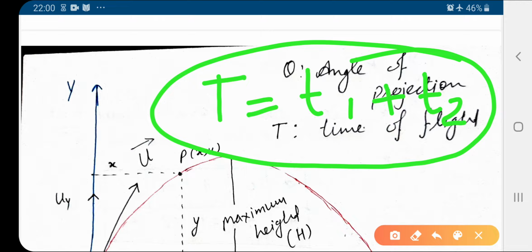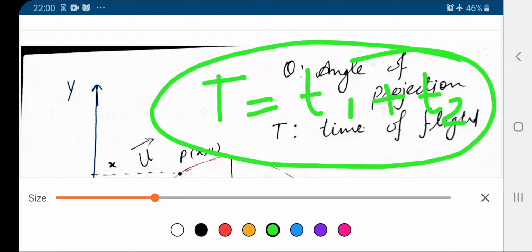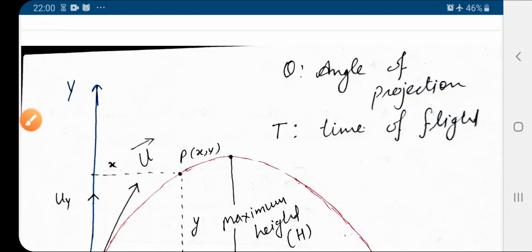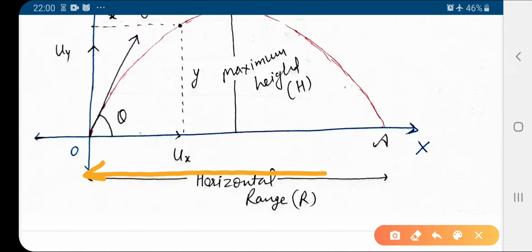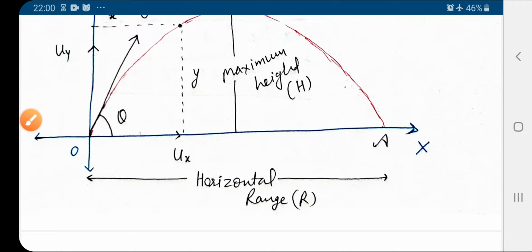And at the end we will calculate this horizontal range. After time of flight and maximum height, we calculate this horizontal range, say R. And these are the points or expressions in the projectile that we will discuss today. So first we will start from the time of flight. So see this.